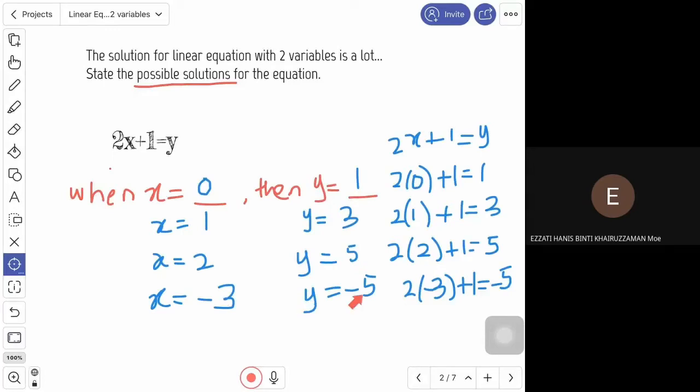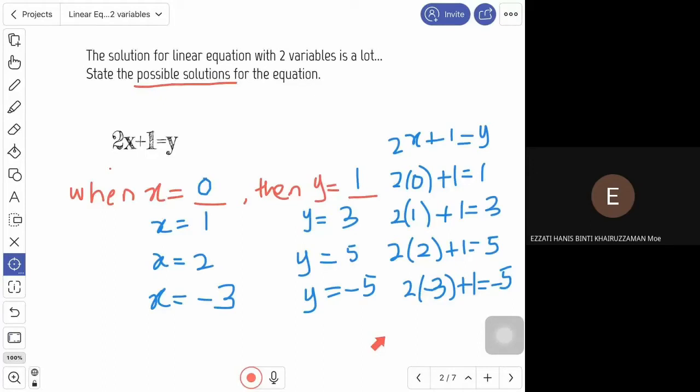Okay. So when you have two variables in the equation, you must also have a pair of answers. Like this. You have the value of x and you must also tell what is the value of y. There are a lot. You can just substitute with any numbers.